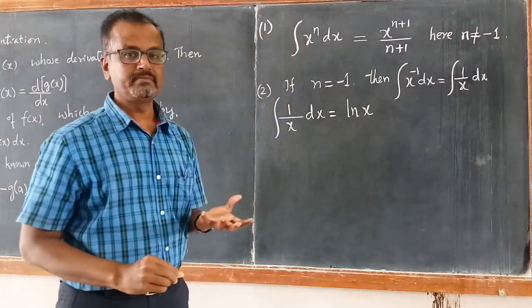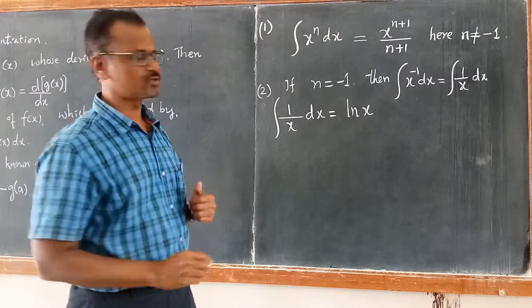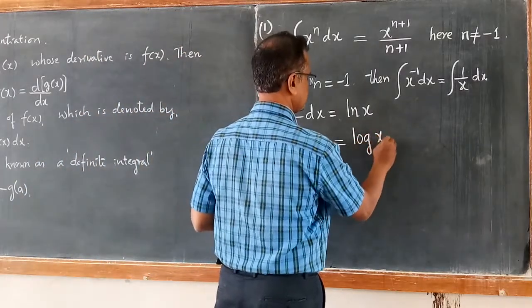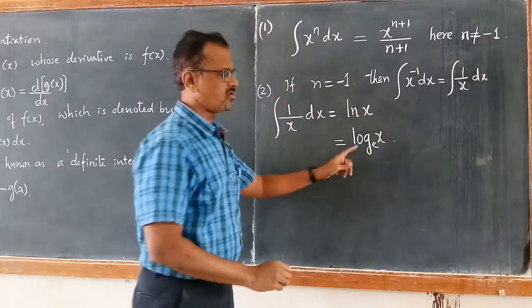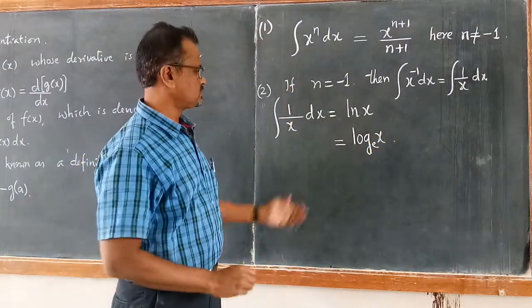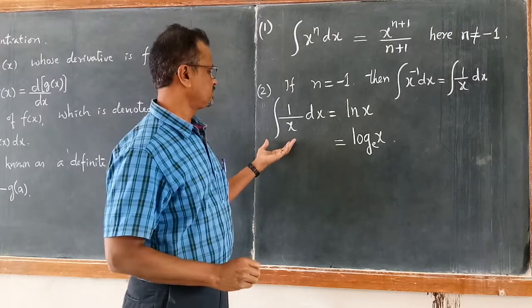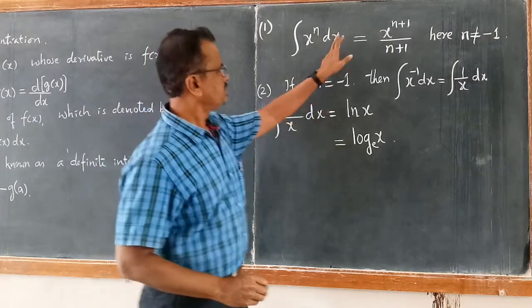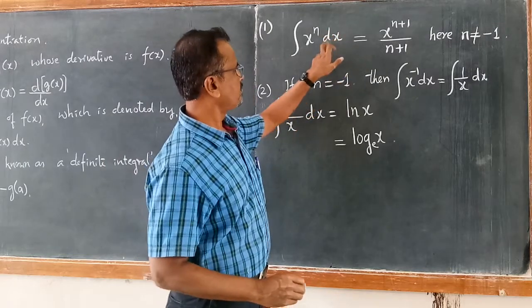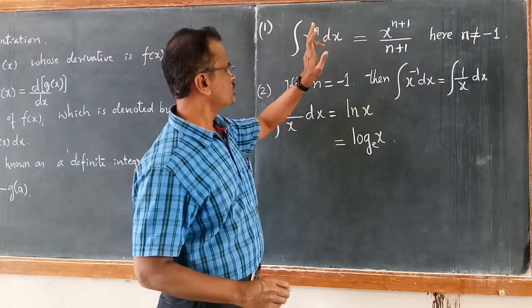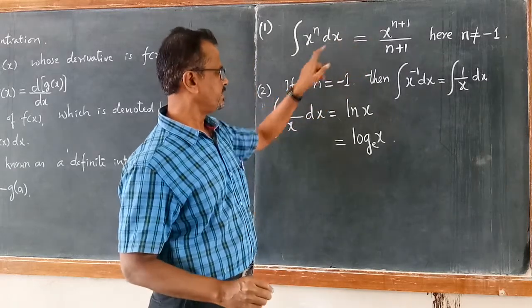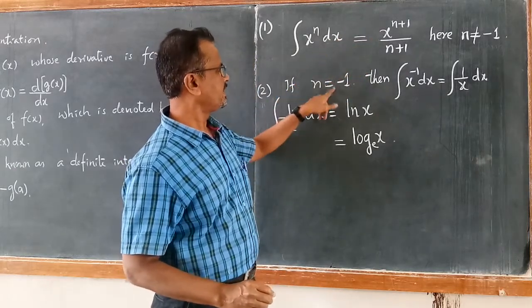Then what is the meaning of natural log of x? That is the next question. It is nothing but log of x to the base e. This is the result of integration of 1 by x dx. When you see this formula, if you put n equal to minus 1, you cannot use this equation. This equation is invalid for n equal to minus 1.